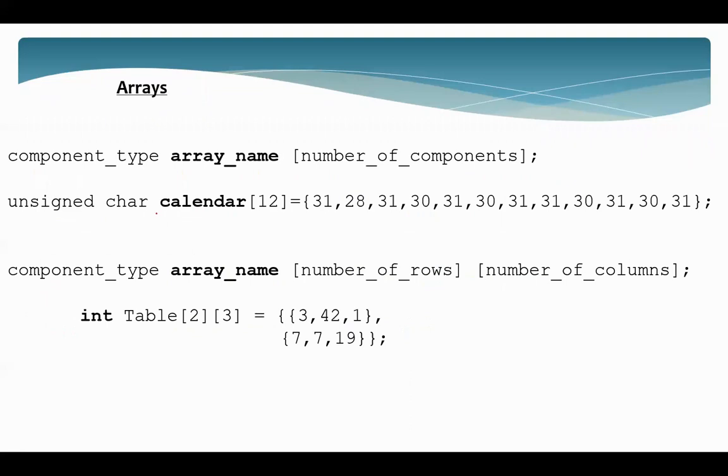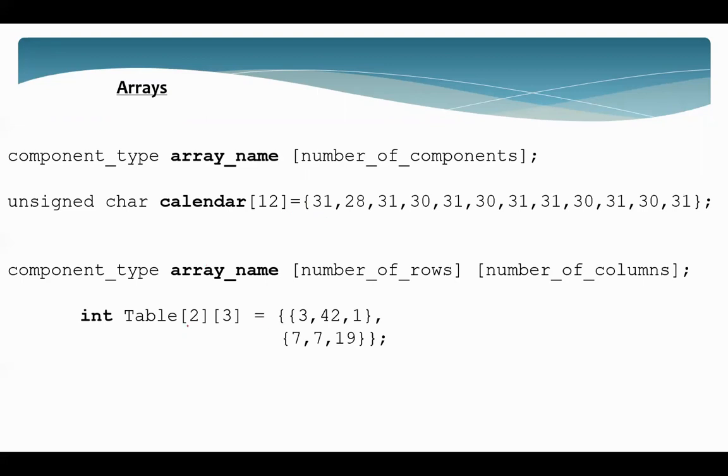In C, arrays are written in this way. So this is an example. Unsigned character calendar. Calendar is an array of characters, and it has 12 characters or 12 bytes, and you can assign the values in this way using the curly bracket, and each element of this array is separated by a comma.